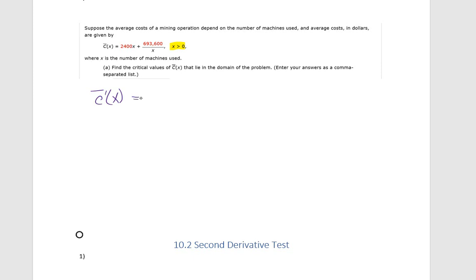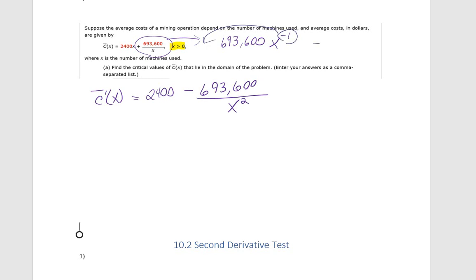So the derivative of 2400x is going to be 2400. The derivative of this piece, you can rewrite that as 693,600 x to the negative first. So that's going to give you negative 693,600 divided by x squared. The reason is that when you bring this exponent down in front, that's going to be negative 693,600 x to the negative 2, and you can rewrite that x to the negative 2 as x squared in the denominator.